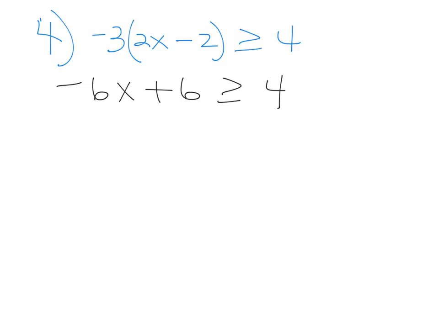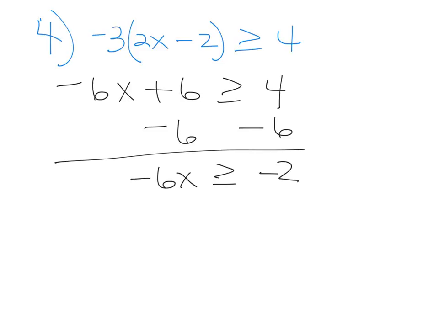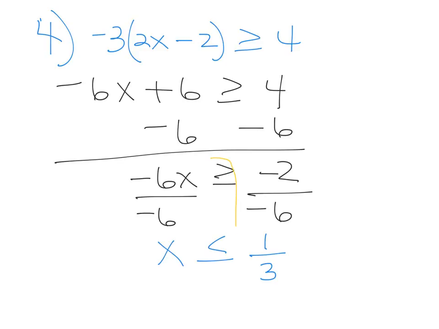Didn't have to switch the sign because I didn't do anything with a negative on both sides of the inequality. Next step, I subtracted 6 from both sides, and I got -6x is greater than or equal to -2. I do not flip the sign because I didn't multiply or divide, I subtracted, so that's not part of the rule. The next step, I divided both sides by -6. Now I did flip the sign because I divided both sides by a negative, so my answer is x is less than or equal to 1/3.